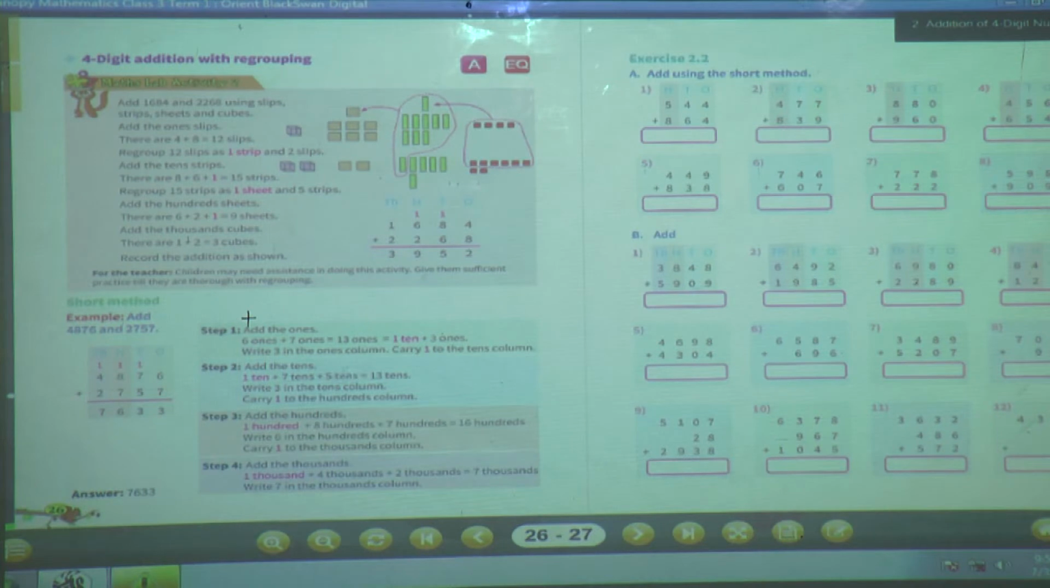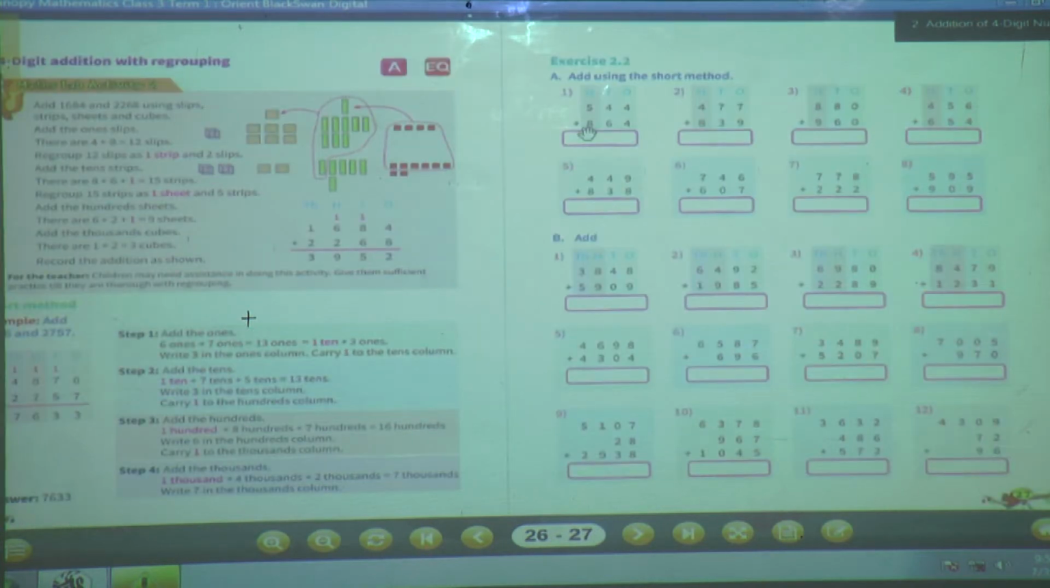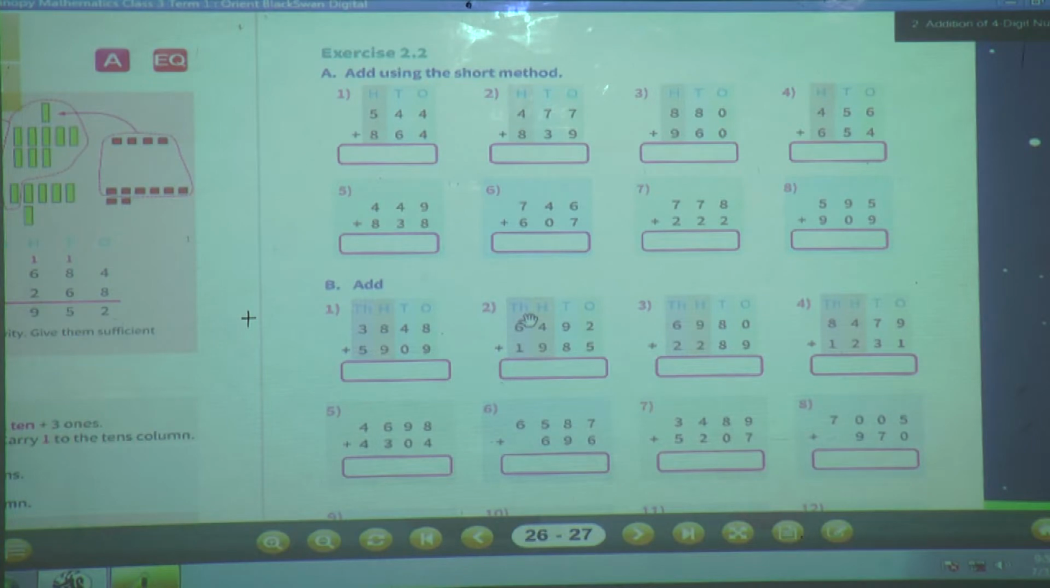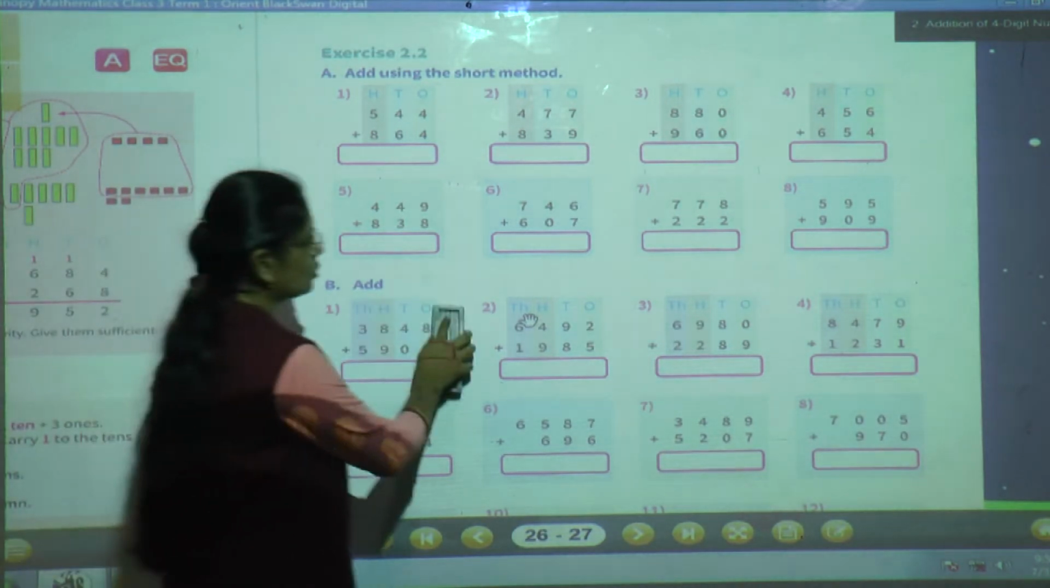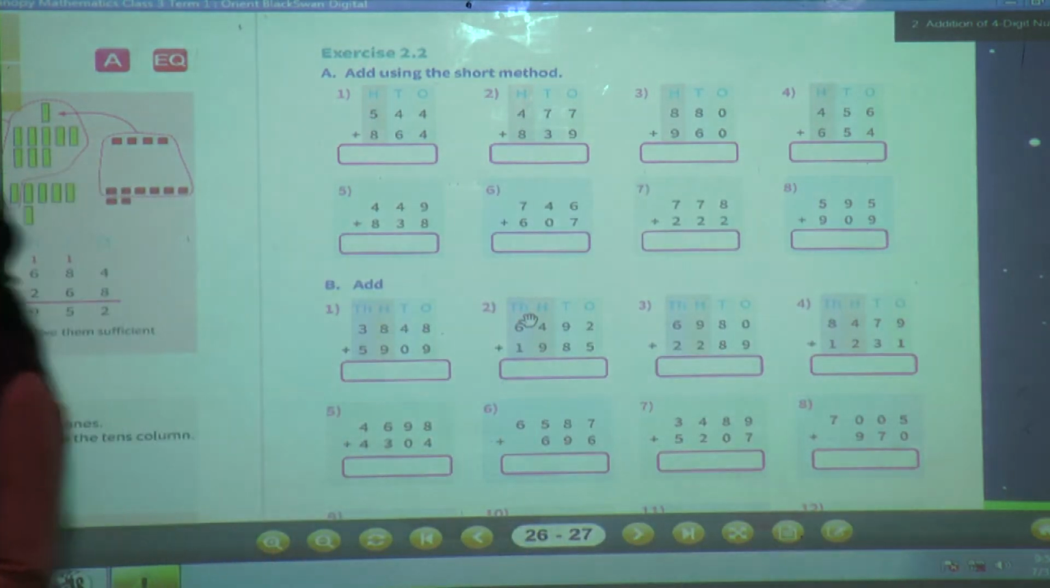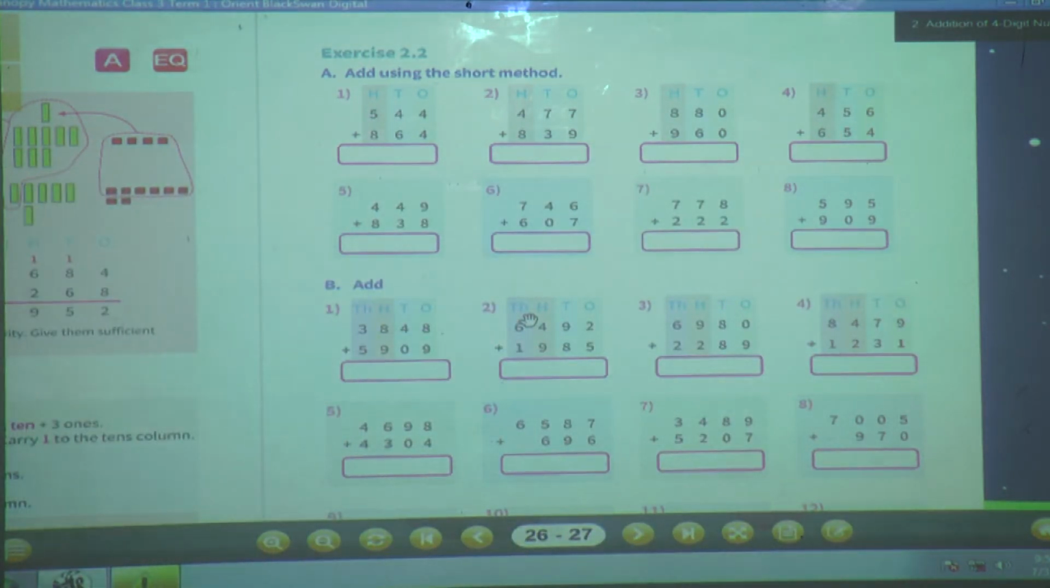Now students, here we will start exercise 2.2. Now look at the board. Open your textbook, page number 27. Along with me, you have to solve in your textbook also. Now we will see the first one. Add using the short method.